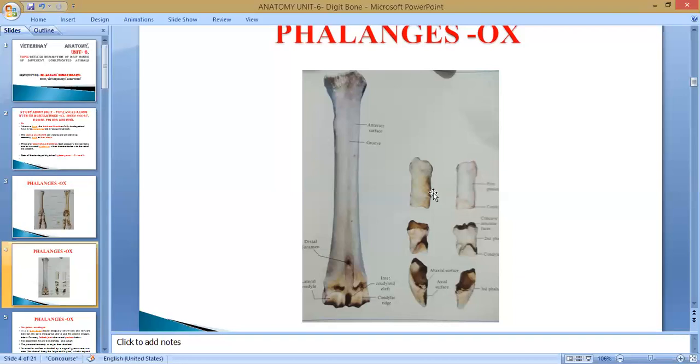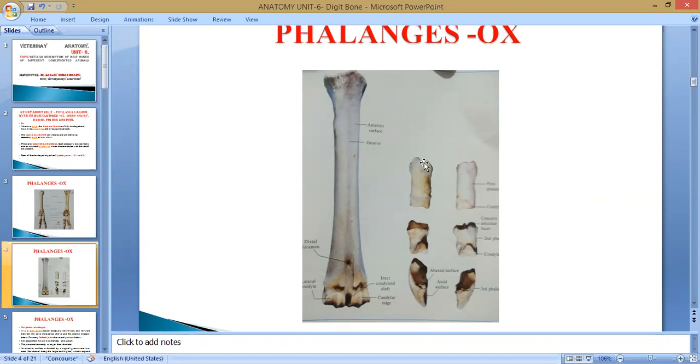This is the axial, and opposite to this is the abaxial. This is the anterior surface, and behind this is the plantar surface. You must be aware of the palmar surface and plantar surface. For description, it contains two extremities, proximal extremity and distal extremity, and a shaft. The shaft contains four surfaces: anterior surface, plantar surface, axial surface, and abaxial surface.